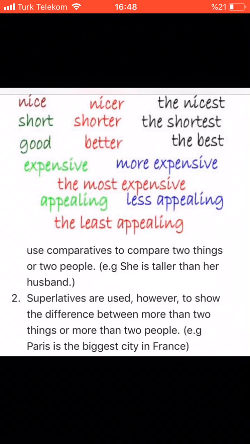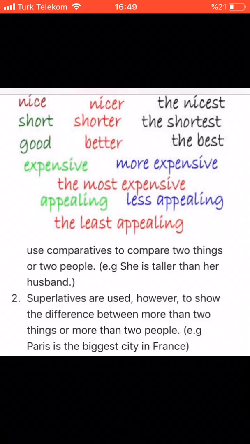Okay, comparative form. We use comparatives to compare two things or two people. İki şey veya iki kişiyi kıyaslamak için biz comparative adjectives kullanıyoruz. İngilizce'de bildiğiniz üzere. She is taller than her husband. Peki kurallar neydi? If you have one syllable adjectives, eğer tek heceli sıfatlarımız varsa, fast, faster, old, older, cold, colder. For example, Ankara is colder than İzmir. Gördüğünüz gibi ER takısı getiriyorduk.